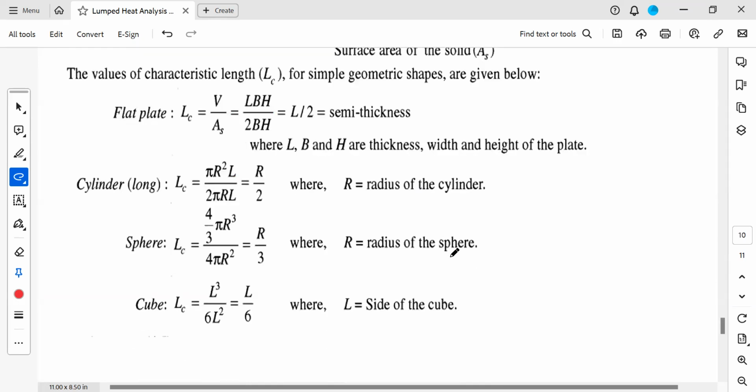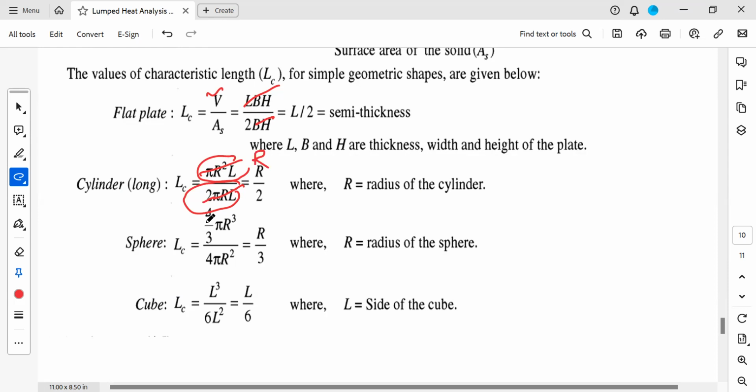So I told you that for various geometries Lc will be different. For a flat plate of thickness L, Lc is V by A, that is L times B times H over the area, which is two sides, front side and back side of the wall. So this will get cancelled and you get L by 2. For a cylinder, pi r square L and 2 pi r L; pi r L cancels, and you get r by 2.